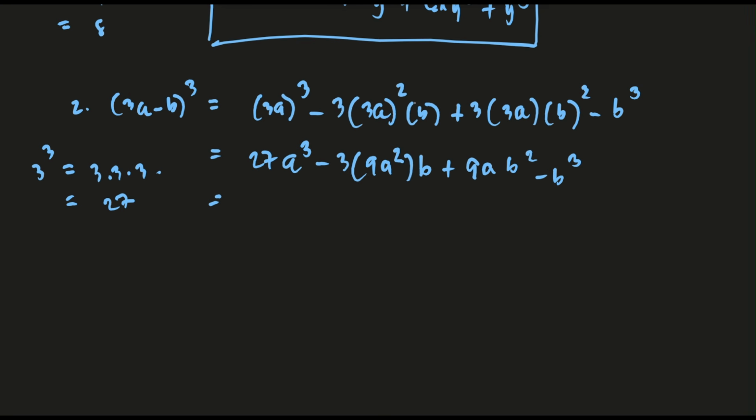Okay, now we're not yet done. You bring down the first term, and then what is negative 3 times 9? That would definitely give you negative 27 a squared b plus 9 a b squared minus b cubed. This would be our final answer.